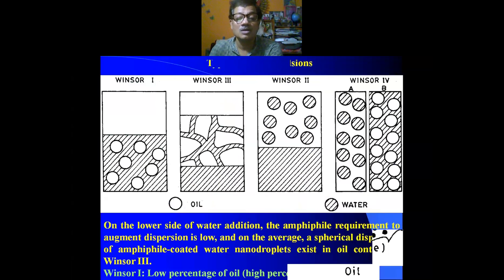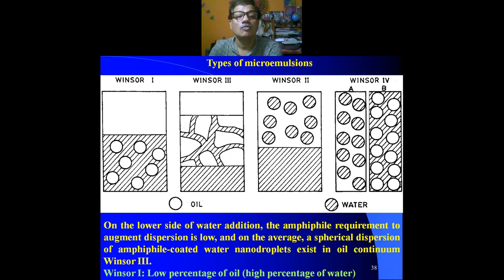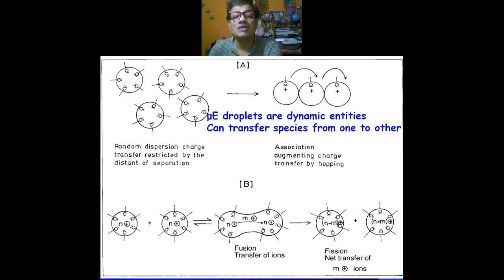Windsor type 1, 2, 3 or 4. Now these microemulsion droplets have the characteristics, because they are very dynamic in nature. I already have mentioned, like when instant, so two droplets then can fuse, then there can occur mass transfer and again fission. So charge can be carried out.